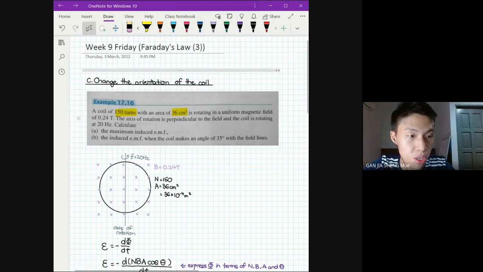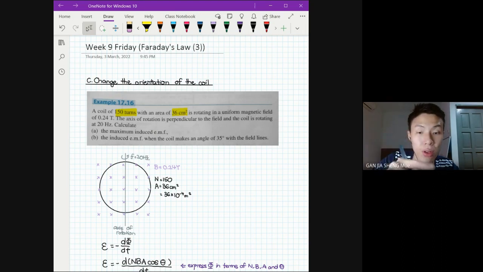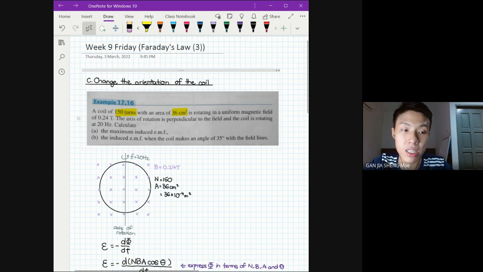And the coil is rotating at 20 hertz. When they say 20 hertz, it means 20 per second. So for every second that has passed, this coil here will undergo 20 complete rotations. That's the meaning of 20 hertz.